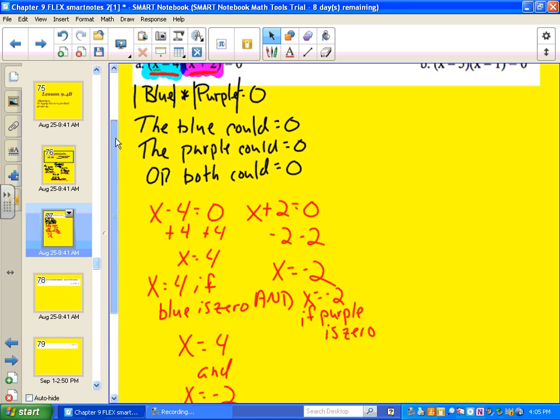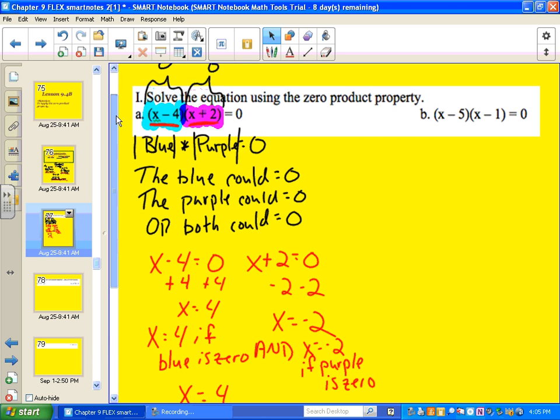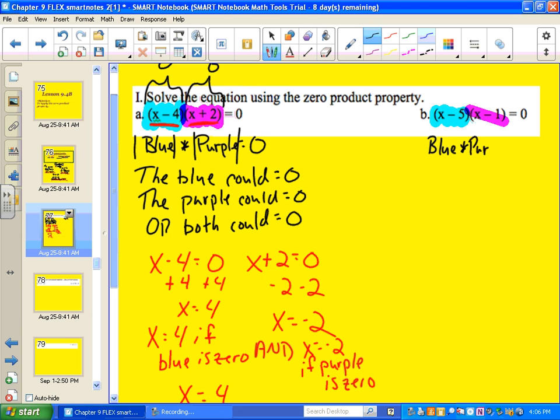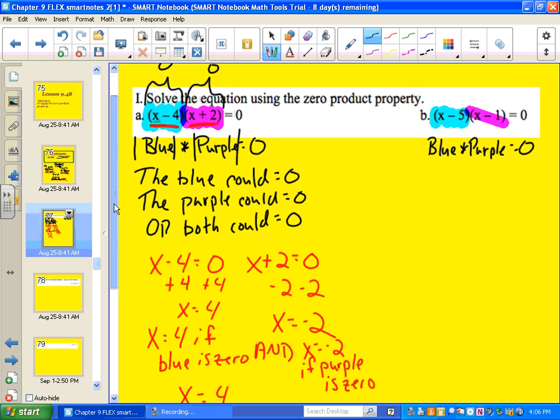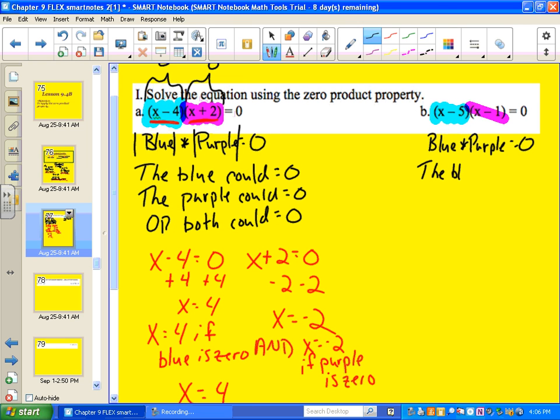Okay, let's take a look at the next example. We have x minus 5 times x minus 1 equals 0. Once again, I'm going to make this blue, make the second one purple. So we have blue times purple equals 0. So once again, the blue could equal 0, the purple could equal 0, or both equal 0.